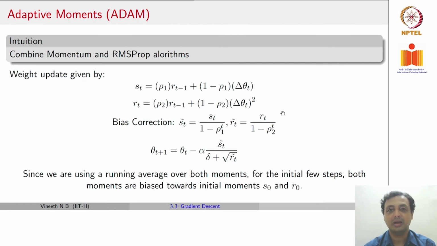Similarly, R_t tilde is R_t divided by 1 minus rho 2 power t. What does this do? If rho 1 is 0.9, remember 1 minus 0.9 is 0.1. So S_t divided by 0.1 will now increase it tenfold. So by whatever fold it was reduced here, it's now going to increase it by tenfold in the initial iteration.